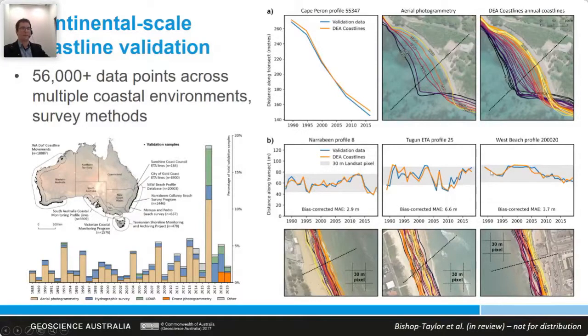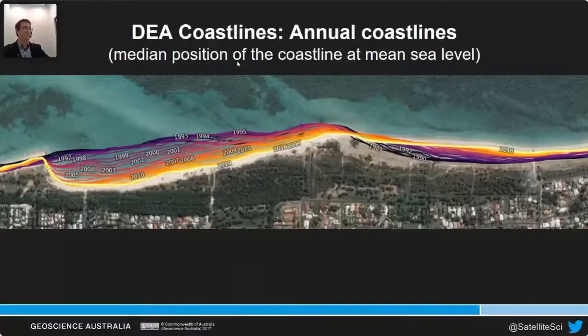For example, in some of our results the accuracy is incredibly good, down to about 3 or 4 metres. Generally, it's not that good. It's accurate to around 10 to 15 metres, depending on the coastal environment. But even that shows that we're still getting results at better than the resolution of the satellite, which opens up all sorts of other applications.